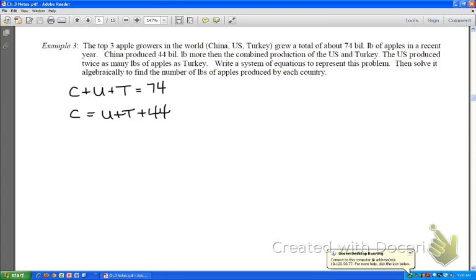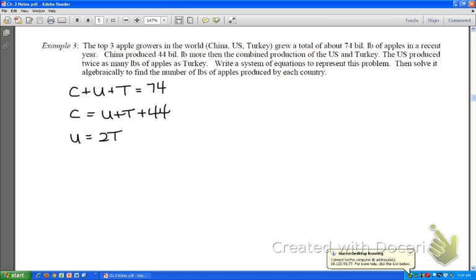My last sentence tells me that the US produces twice as many pounds of apples as Turkey. Do I involve China in this at all? No. I'm just between the US and the Turkey. What operation am I doing when I say twice as many? Multiplication. Which one am I multiplying? Turkey. So it says the US produced twice as many pounds of apples as Turkey, right? So yeah, you want to double Turkey to get the US. So U equals 2 times T.